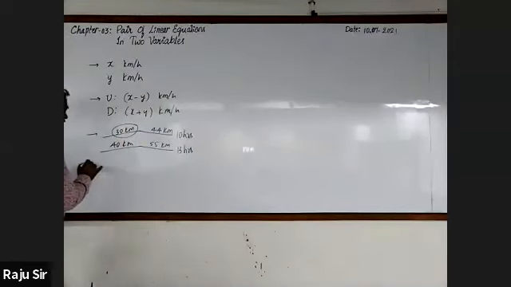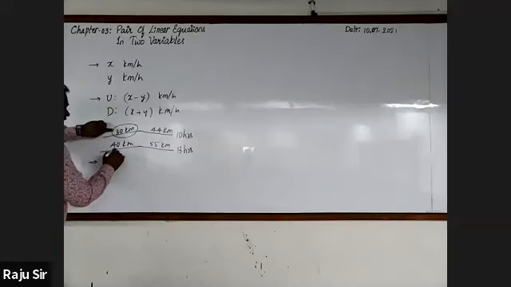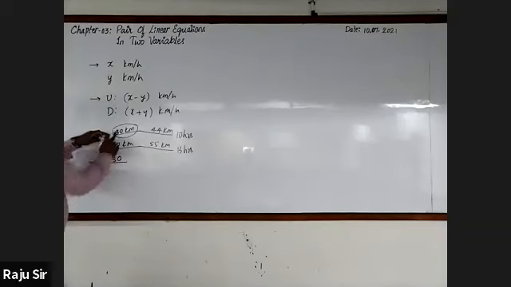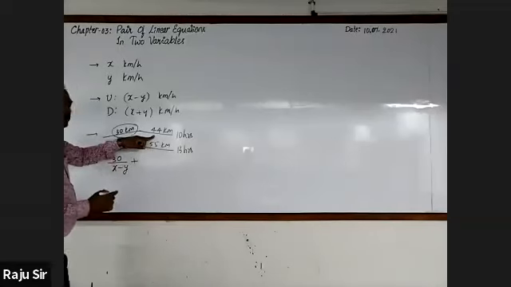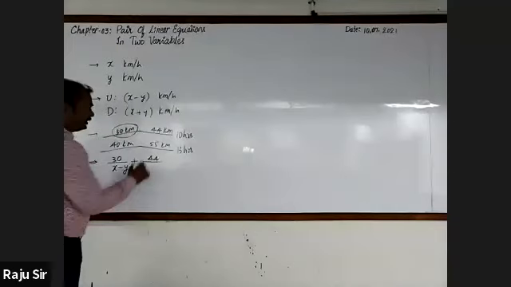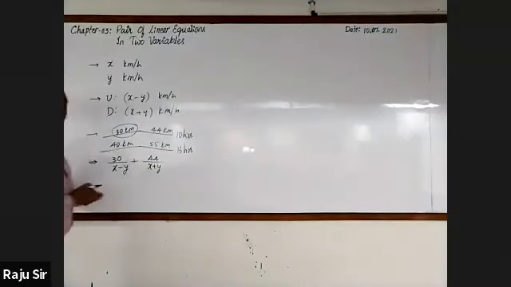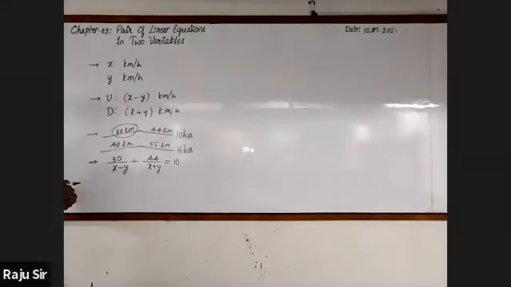So we have a formula to find time. Time is equal to distance by speed. So distance is 30 kilometer and speed in upstream is x minus y. Then it covers 44 kilometer in downstream. The time taken to cover 44 kilometer in downstream is distance 44 kilometer by speed. In downstream, its speed will be x plus y kilometer per hour. So altogether it takes 10 hours.